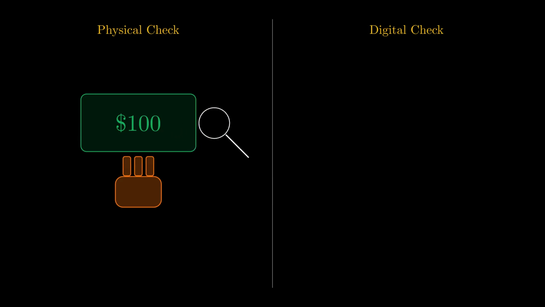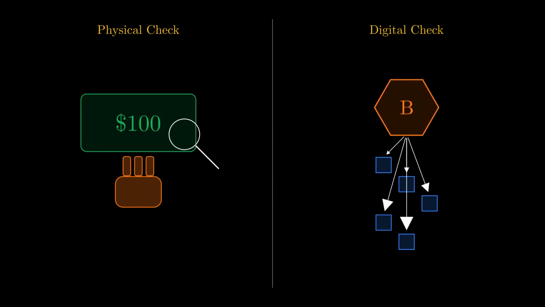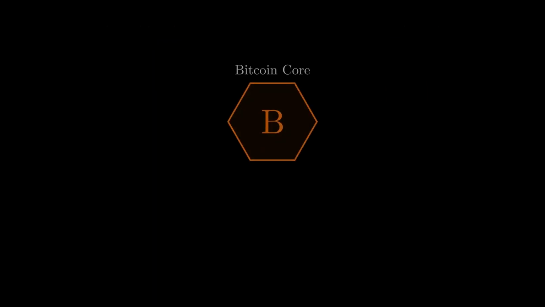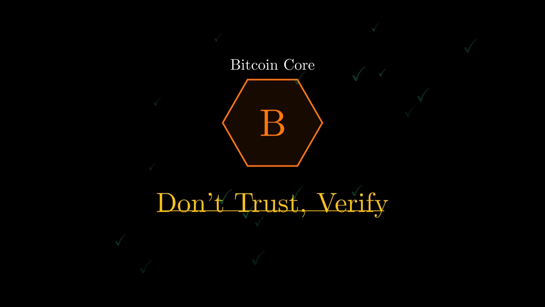You wouldn't accept a $100 bill without checking it. Bitcoin Core checks every single Satoshi for you automatically, exhaustively, and without asking anyone's permission. If you care about your security, your privacy, or Bitcoin's future, running your own node is how you put don't trust, verify into practice.